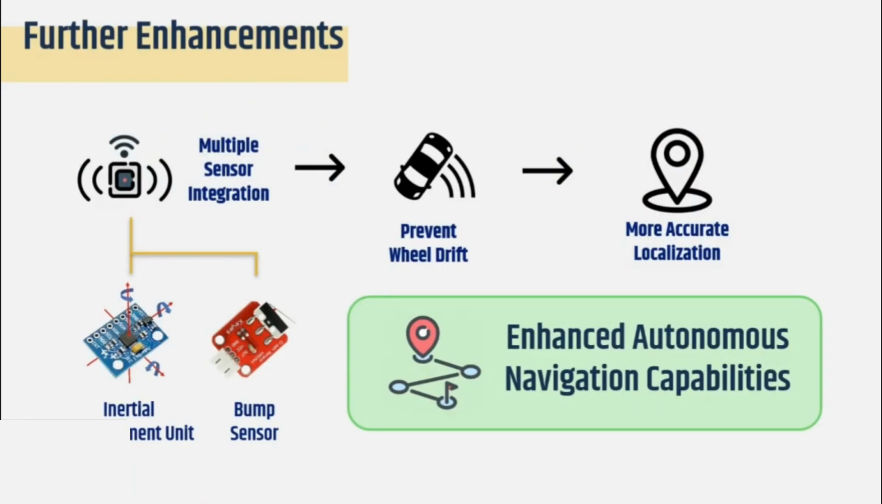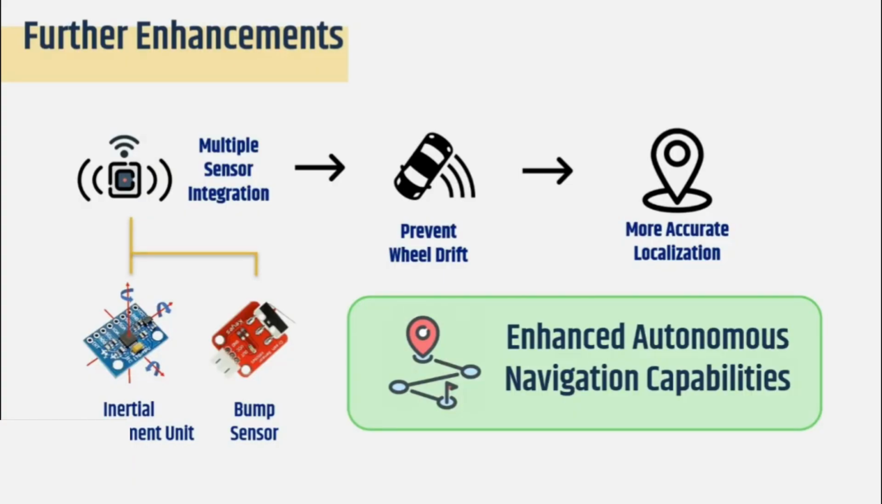However, there are still some flaws in our current navigation structure, which can be further enhanced by integrating multiple sensors. In this case, we are talking about an inertial measurement unit, also known as an IMU sensor, to prevent wheel drift. And we can also include a bump sensor, which is used to detect obstacles which are out of the sensor range of the LiDAR sensor.